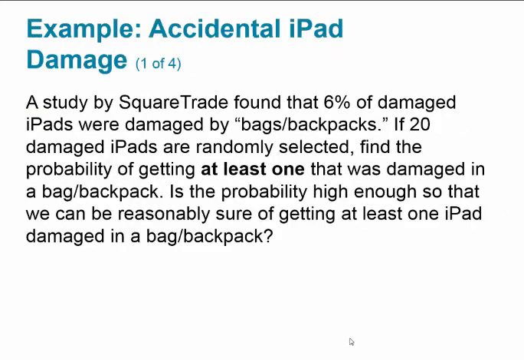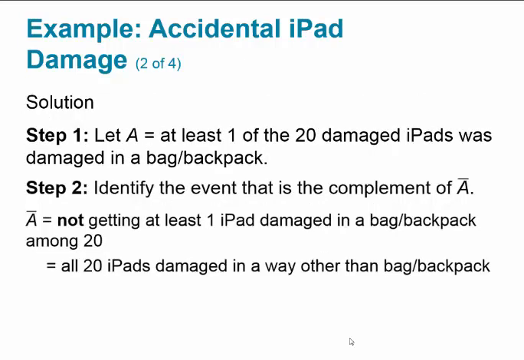And so here's an example. A study by Square Trade found that 6% of damaged iPads were damaged by bags or backpacks. If 20 damaged iPads were randomly selected, find the probability of getting at least one that was damaged in a bag or backpack. Is the probability high enough so that we can reasonably be sure of getting at least one iPad damaged in a bag or backpack? So step 1, let A be at least one of the 20 damaged iPads was damaged in a bag or backpack. Step 2, identify the event that is the complement of A. So the complement of A, not getting at least one iPad damaged in a bag or backpack among the 20, is equal to all 20 iPads damaged in a way other than in a bag or backpack.